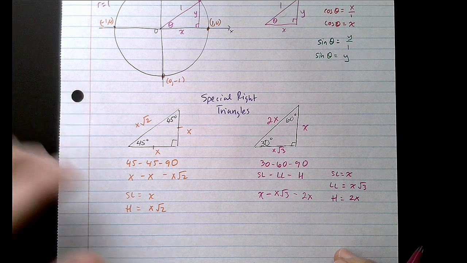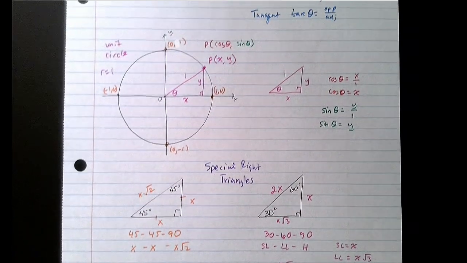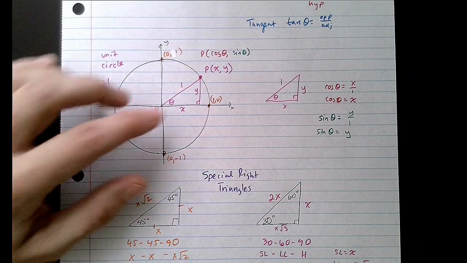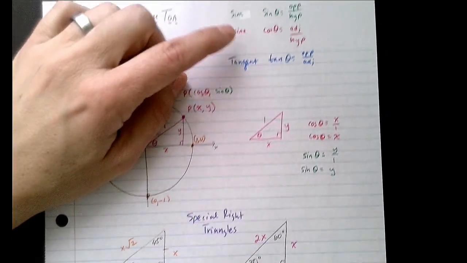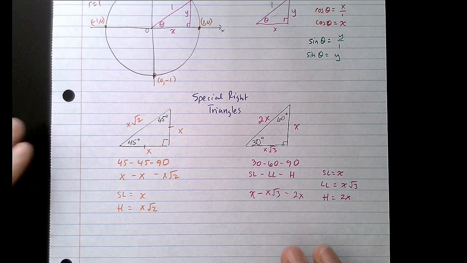So using these relationships of the special right triangles in conjunction with our idea here with connecting coordinates to trig ratios up here, we can actually build another layer onto our unit circle.